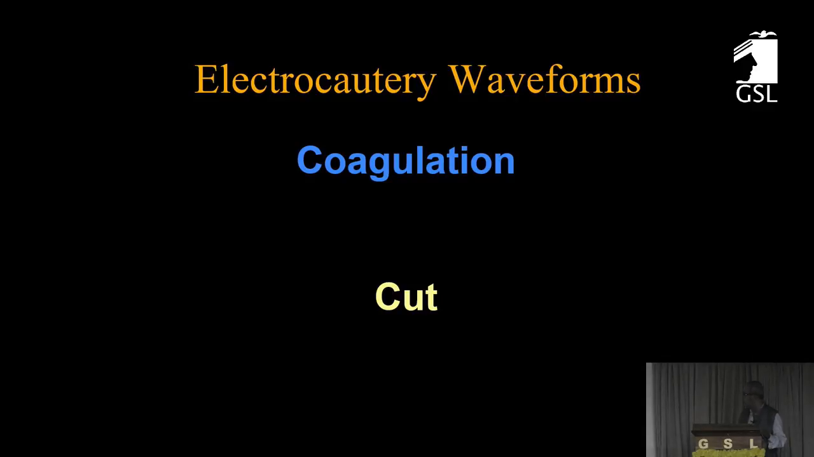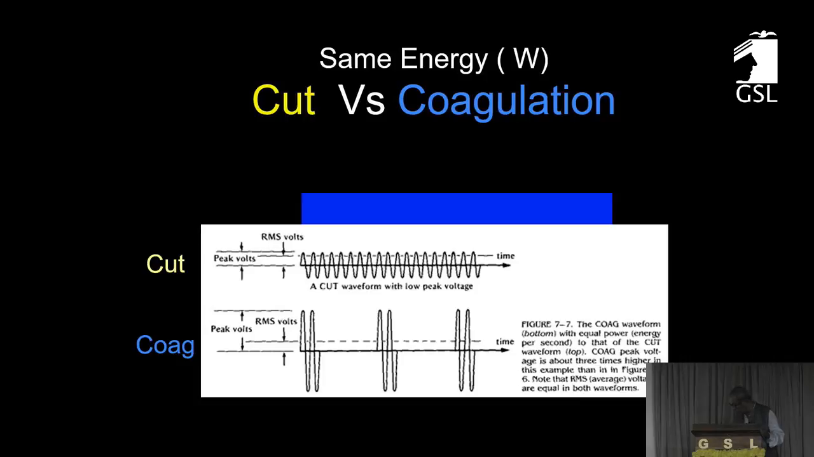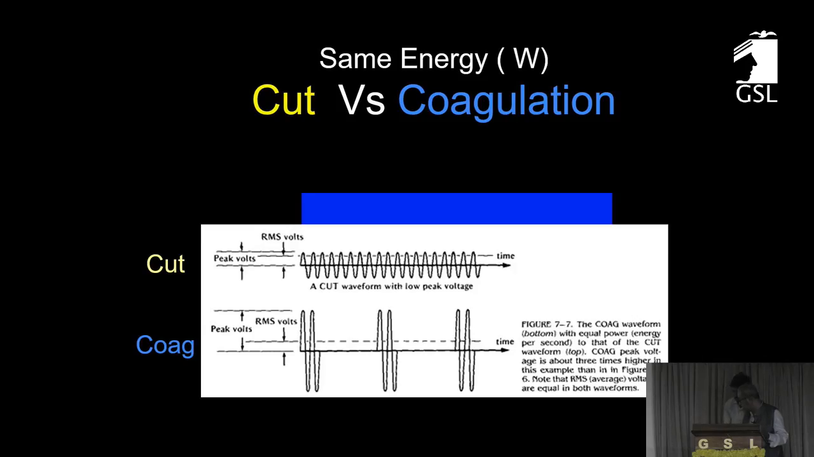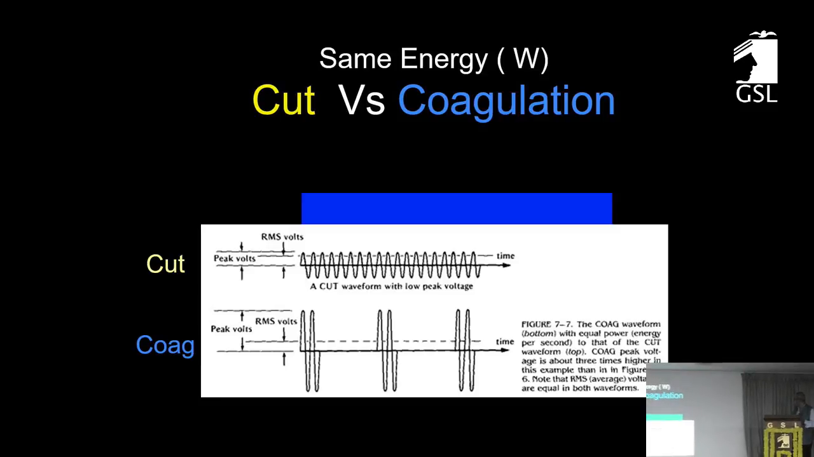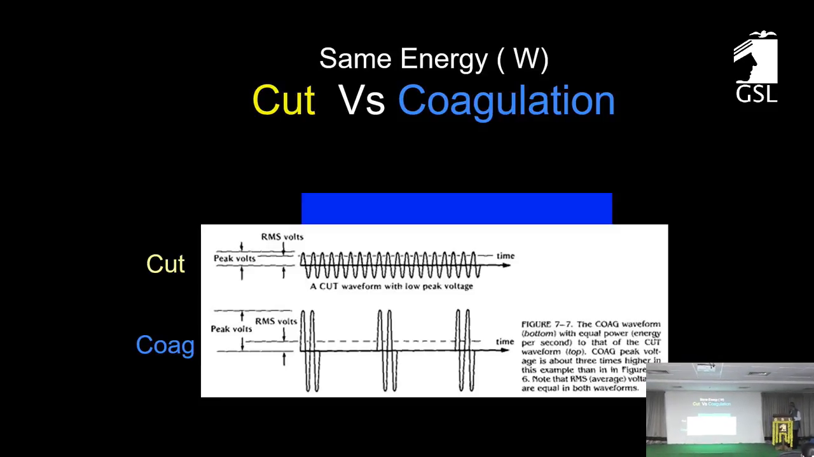So if you can see, this is a cut waveform, it is a continuous wave where the peak is less. In coagulation it is an intermittent wave, but the peak voltage is high.